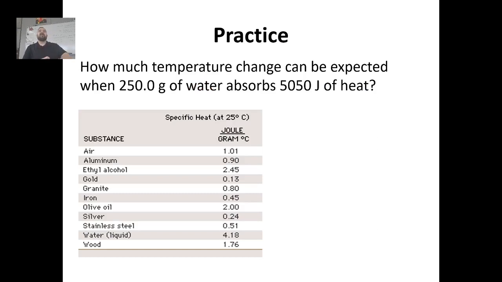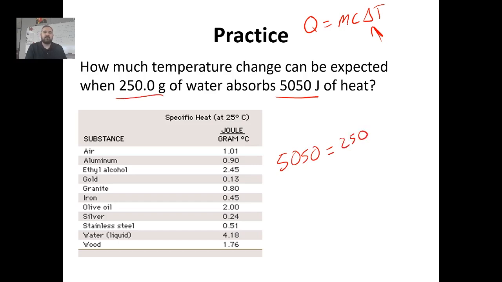Here's our first problem. How much temperature change can be expected when 250 grams of water absorbs 50 joules of heat? So let's go ahead and write out our formula. So Q is equal to MC delta T. So we're solving for temperature change. They give us our joules. So that's going to be our Q. And that's going to be 50. 50 is equal to 250 grams. And we're talking about water here. So we need the specific heat of water, which is 4.18. And then we're solving for delta T. I'm just going to plug in an X.